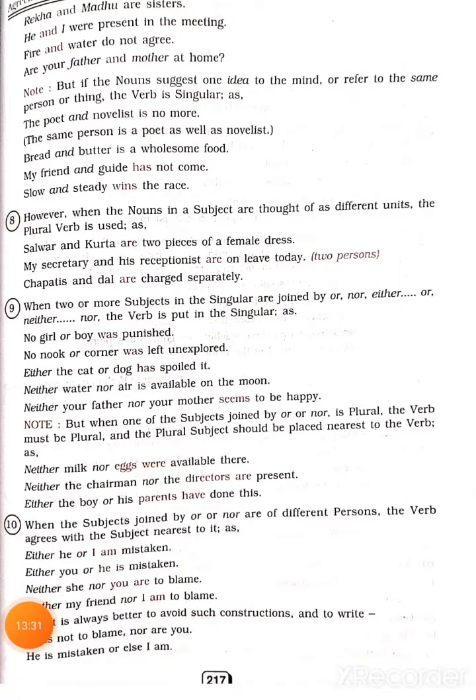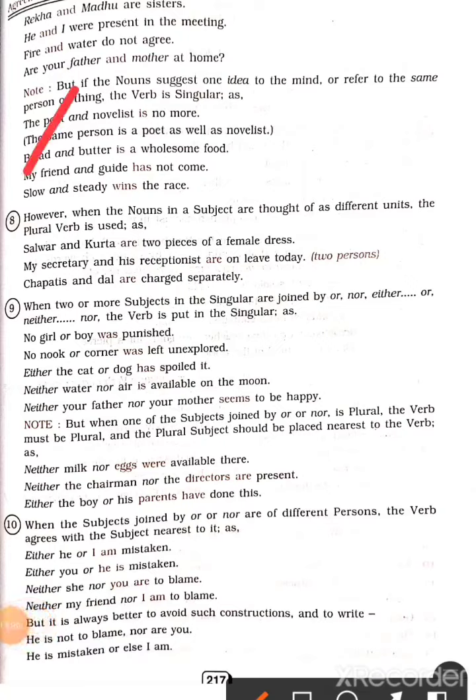Next, my friend and guide has not come. The example I have already given to you. My friend who is also my guide has not come. Okay, a singular verb will follow. Slow and steady wins the race. This example you already heard, I think. Slow and steady. Who is slow? The man who is slow and also steady wins the race. The same human being. Okay, the same man. So that's why a singular verb will follow.